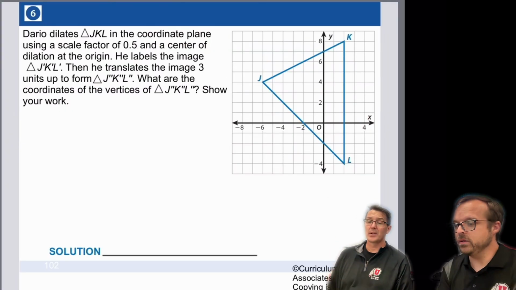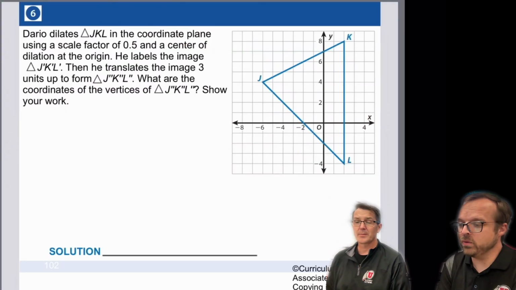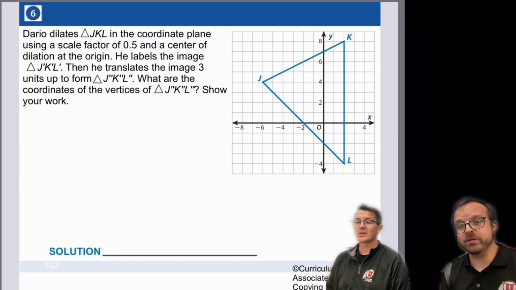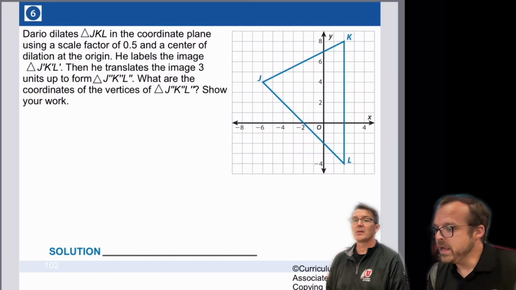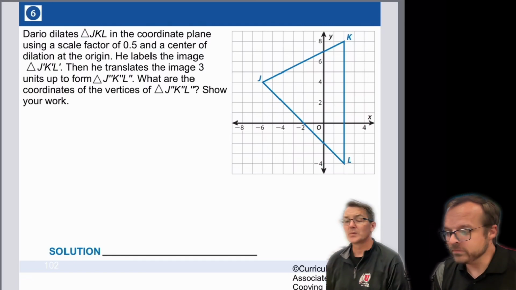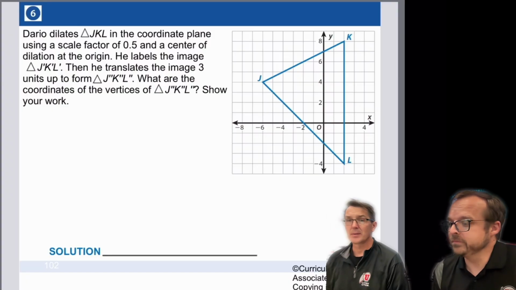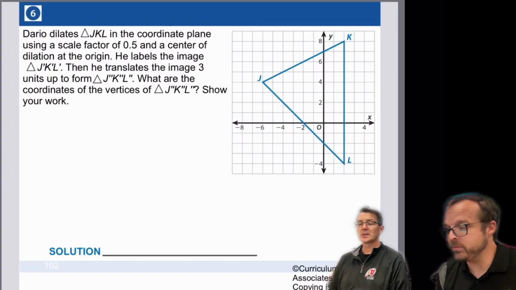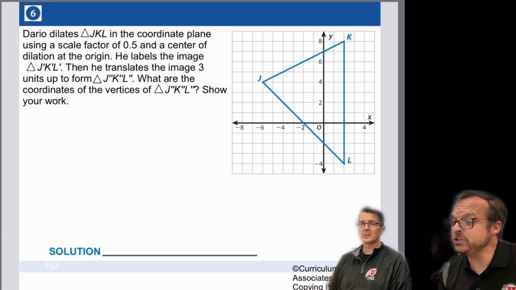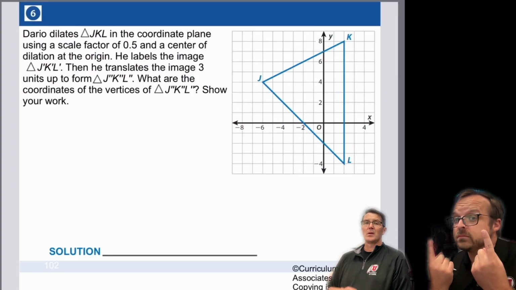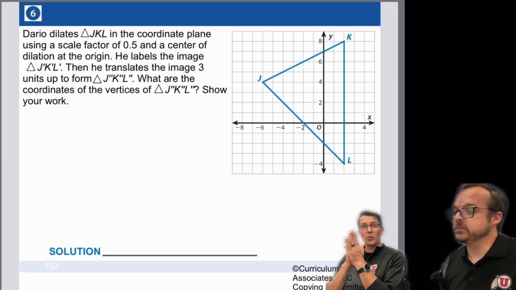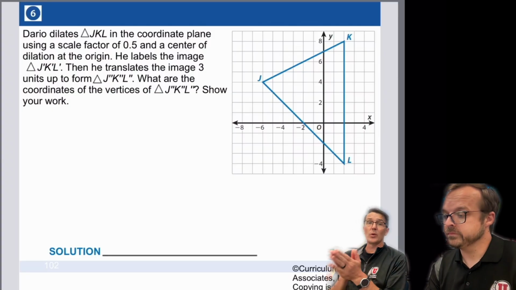All right, Dario dilates the triangle JKL in the coordinate plane using a scale factor of 0.5 or 1/2 and a center of dilation at the origin. That means it's going to get smaller. He labels the image J prime, K prime, L prime. Then he translates the image 3 units up.